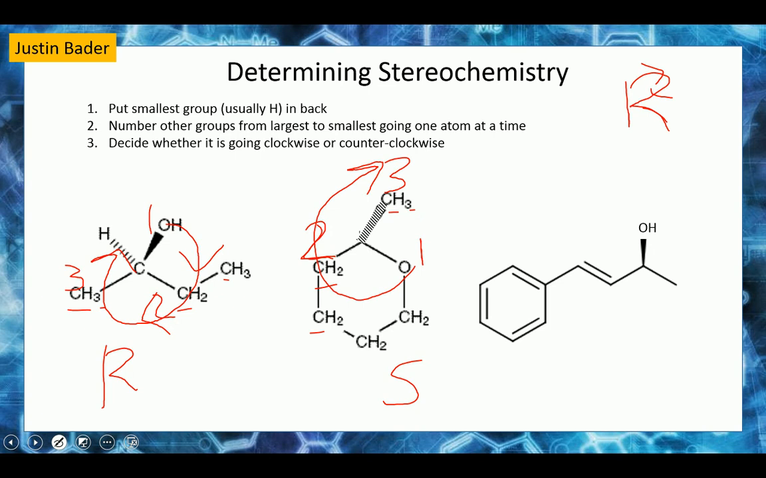The largest atom attached would be the oxygen again. The second largest, we see it's going to be over here because we have a carbon attached to another carbon. And the third one is going to be the methyl group. So we go like that, and we see that's going to be S. Just like when you're drawing the letter S, you start by drawing it like this, counterclockwise. Same thing. Therefore, this must be S on the far right.